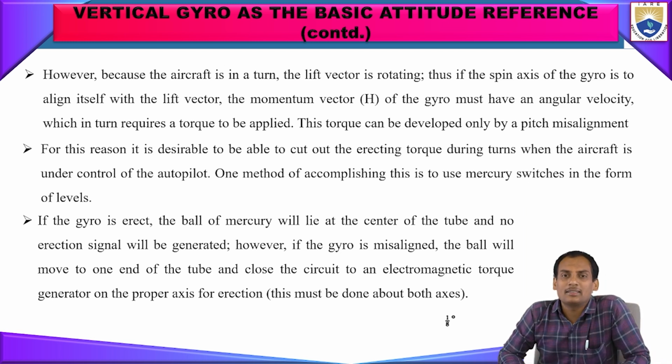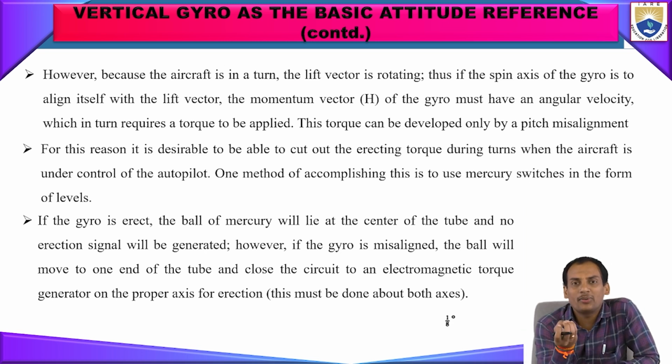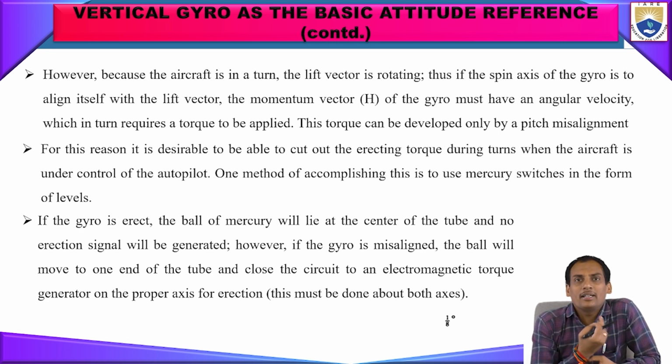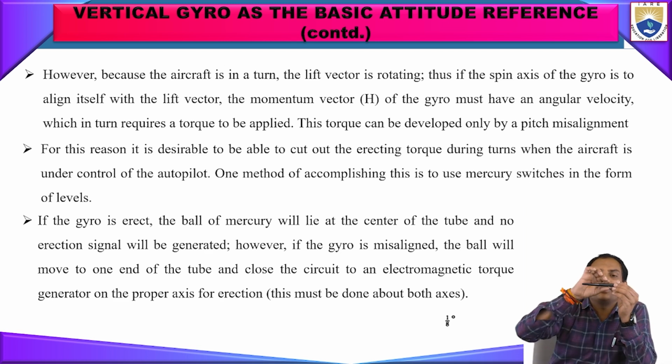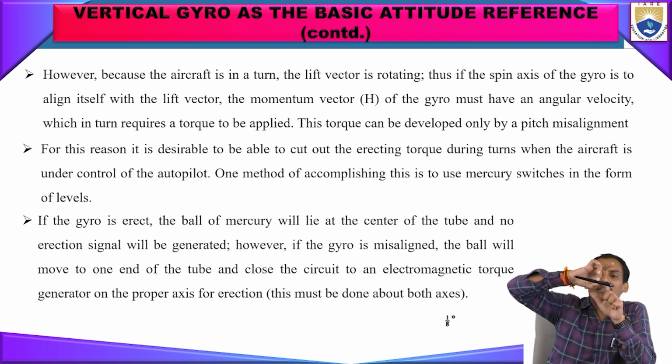It is like a barometer reading only. So this mercury switch, for even a small movement, the mercury will automatically get displaced, so that it will operate the required control system. So if the rate gyro is erect, the ball of mercury will lie on the center of that tube only. That ball of mercury is there, no? Suppose it is a tube and inside that the ball is there; if it is stable, then the ball will be lying on the center. If it is unstable, it will move to one side.